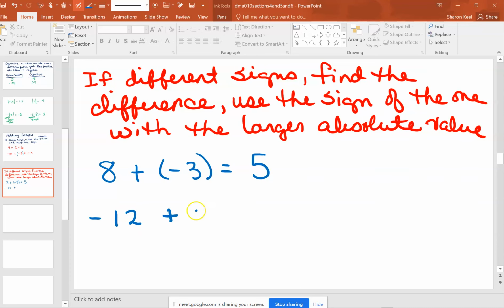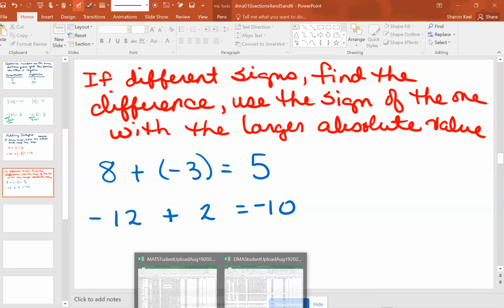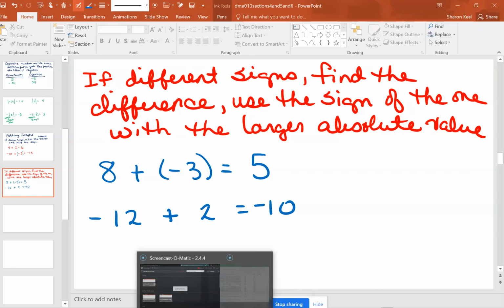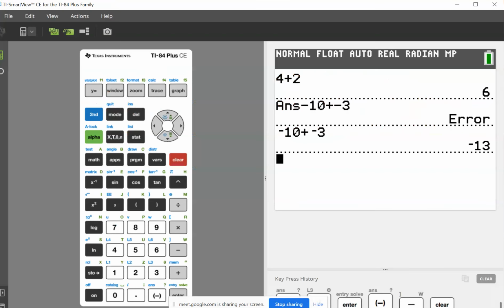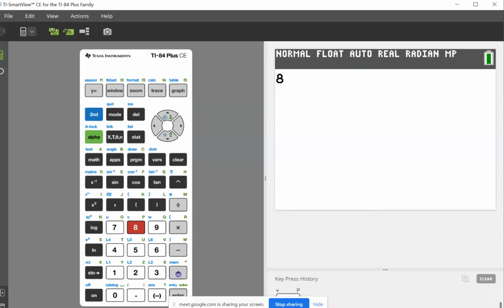If I were to have, let's say, -12 plus 2, one's positive, one's negative. The difference in those two numbers would be 10. The absolute value of the -12 is larger. That happens to be a negative number, so my answer is a -10. Now, when you type these in on the calculator, we're going to do here 8 plus, this is your -3.